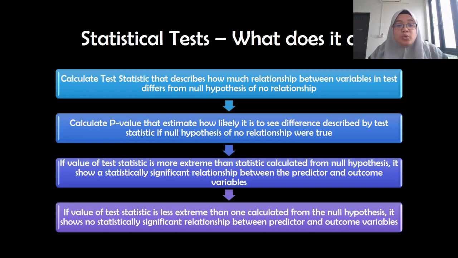So this is what statistical tests do. We calculate the test statistic, calculate the p-value, and based on the value of the test statistic and the p-value, we will examine the relationship between our predictor and outcome variable.